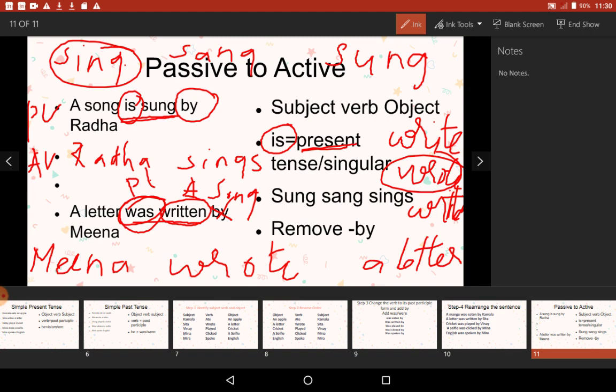In this class we studied how to change simple present tense active voice to passive voice, and also simple past tense active voice to passive voice, and also we had two examples wherein we changed passive to active. I hope you have understood this. In the next class we will learn about present continuous and past continuous, active voice to passive, and vice versa. Thank you.